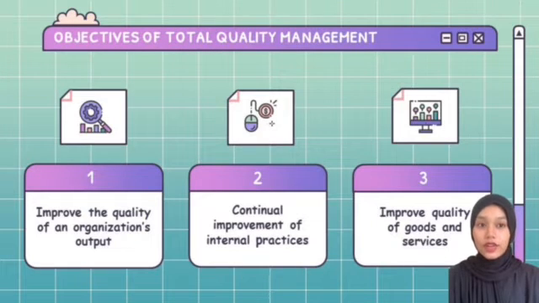Next, the objective of total quality management is to improve the quality of an organization's output, the continual improvement of internal practices as well as external employees. The last one is to improve quality in all aspects such as product, service, processes, people, resources, and interactions.